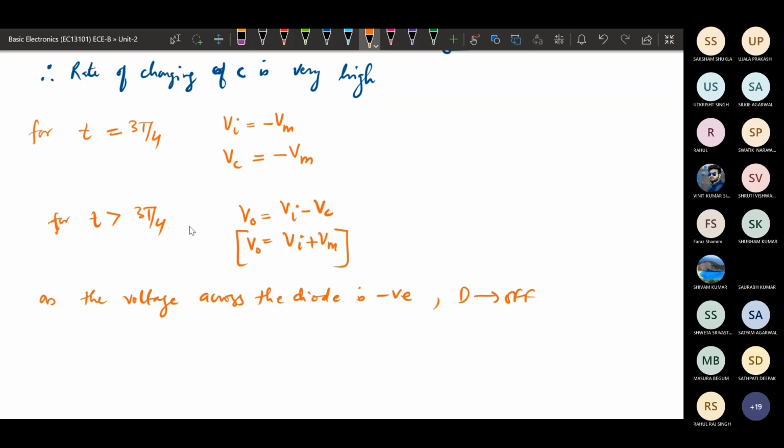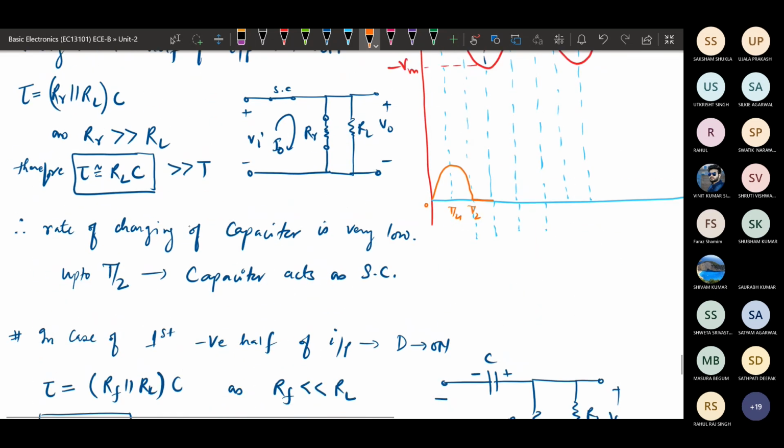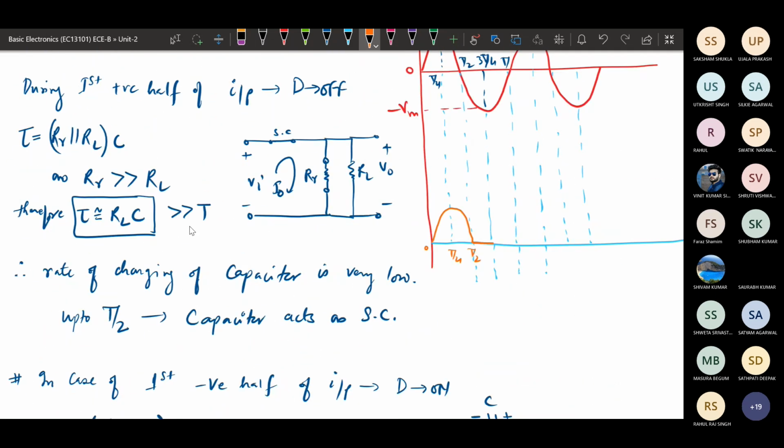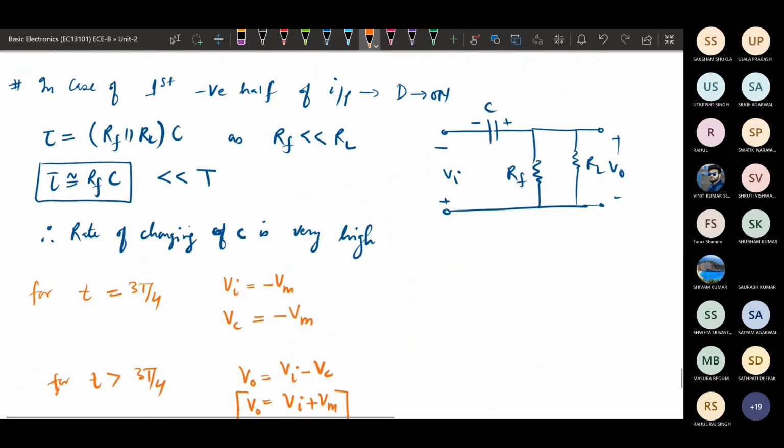If the diode is off, the time constant tau will be RL into C. RL into C means now we are getting the case beyond this 3T by 4. Beyond this time period, this is the maximum minus Vm. But now the capacitor has charged. At that point, the capacitor will be working as a constant voltage source. So it will be behaving like a constant voltage source.